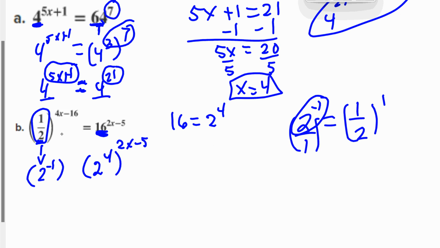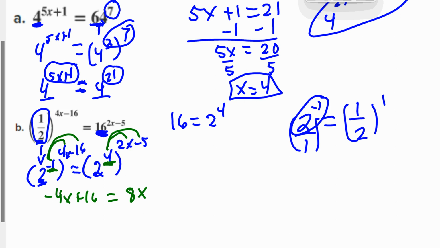And that 1/2 is being raised to 4x minus 16. So 2 to the -1 is raised to 4x minus 16. Now since the bases are the same, we can set our exponents equal to each other. But first I have to use my rules of exponents. Take -1 times my exponent 4x minus 16. So that'd be -4x plus 16. And on the right-hand side, I have to take this 4 and multiply it by my exponents, exponents times exponents, and I get 8x minus 20.